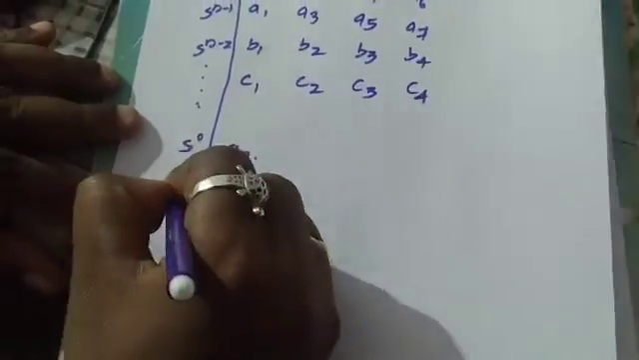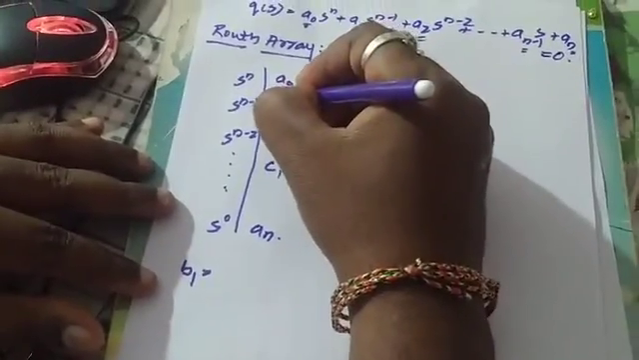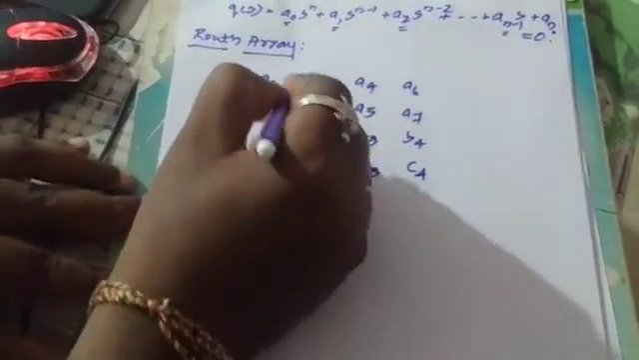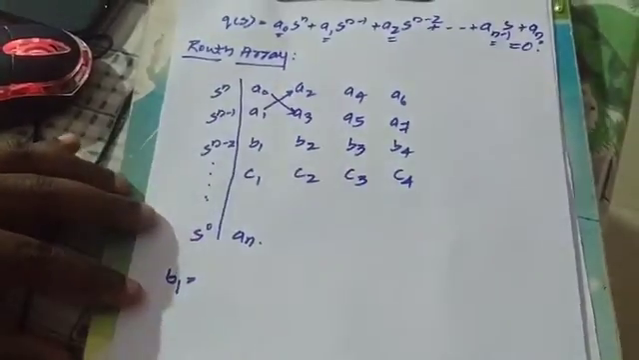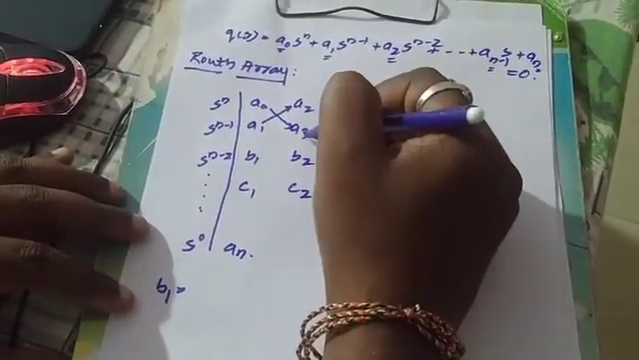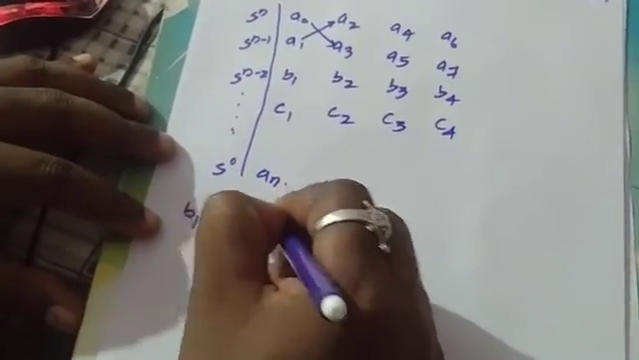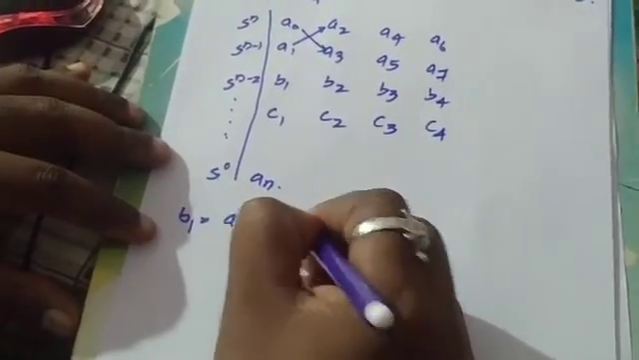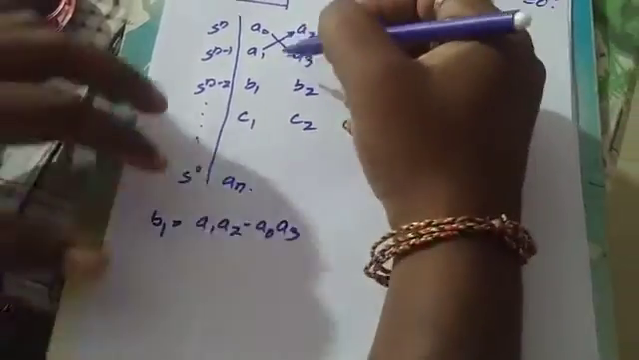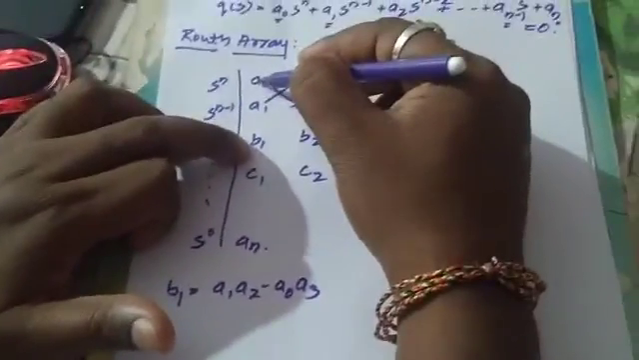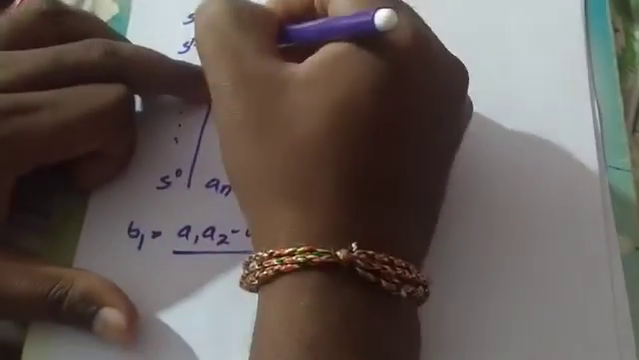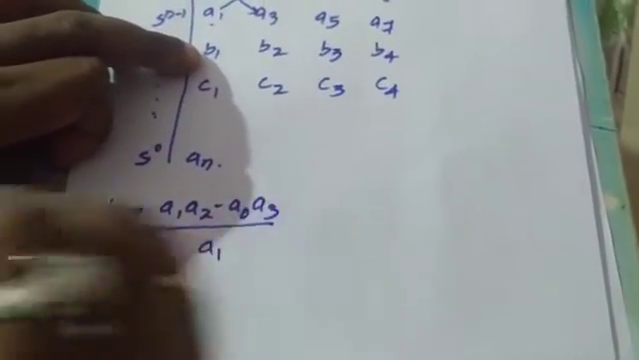What is the an? That will be the first column entry of s naught. Now, what is b1? As I told in the theoretical explanation, b1 is equal to a1 a2 minus a0 a3, divided by a1. You can check the determinant in the theoretical concept.